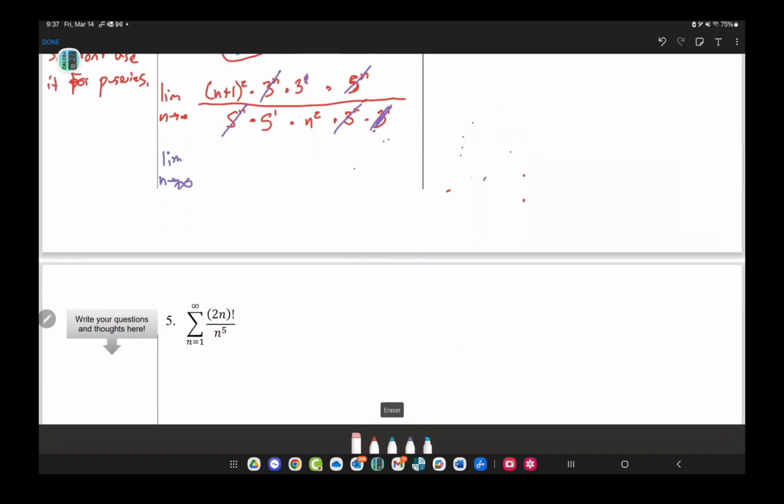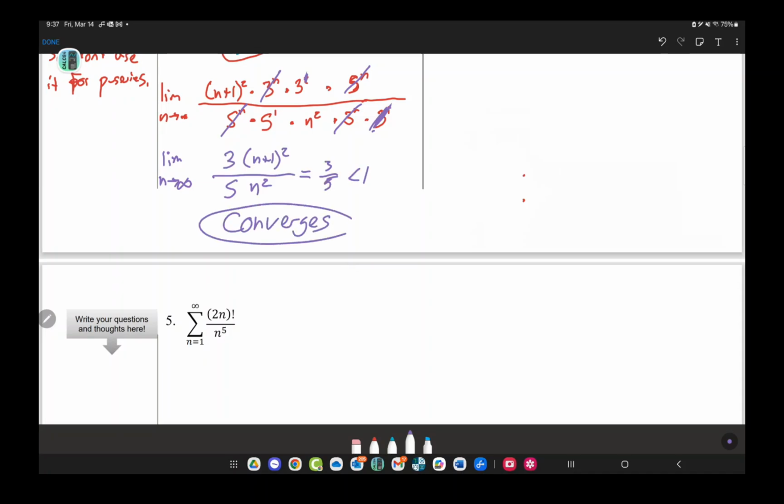Erase some of this mess. All right. So up top we have 3 times n plus 1 squared. On the bottom we have 5 times n squared. So what does that go to? 3/5. Which means this is less than 1, so this converges.